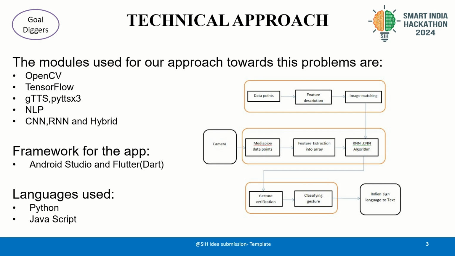Then we use gTTS and pyttsx to convert text into speech. We do this as a backend process to identify the hand sign and translate it into text or speech for the customer. And we will design and develop an application that is simple and easy to understand and use for the consumer. We plan to make the app using Android Studio or Flutter with the Dart language.